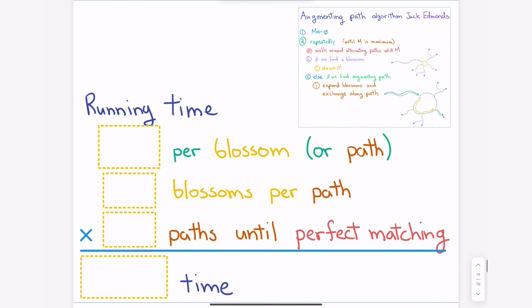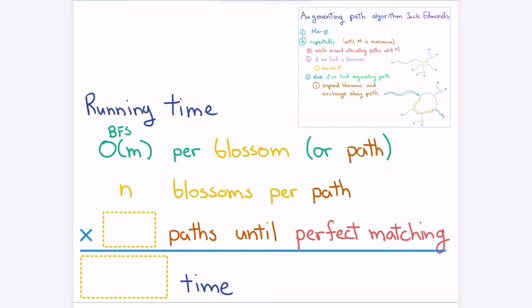All right, so the running time. Each time you do a breadth first search or depth first search, and then you find a blossom, that takes linear time. Each time you find a blossom, the number of vertices goes down, so you only need to do n of these. And every time you find an augmenting path, you add one to your matching. There can only be n edges in your matching. So you get mn squared. So this one can actually be done in polynomial time.